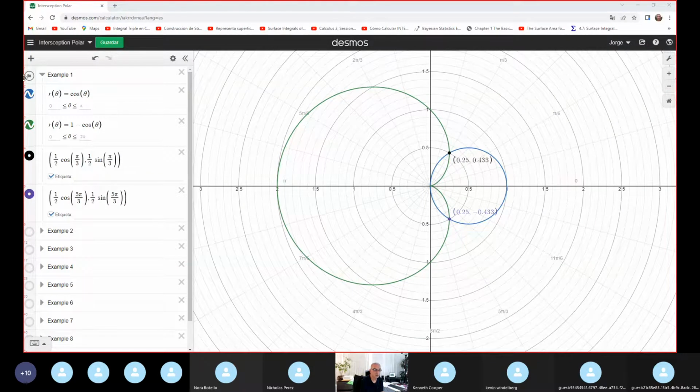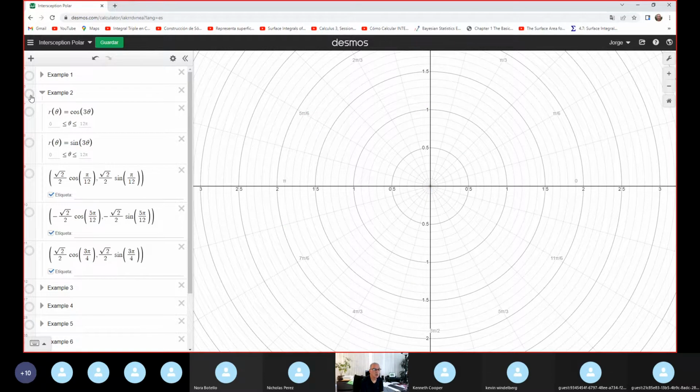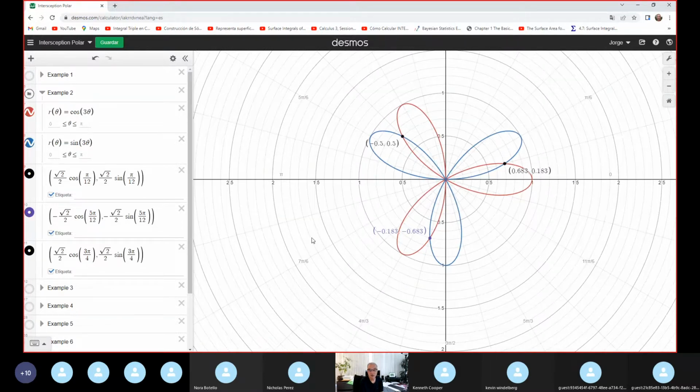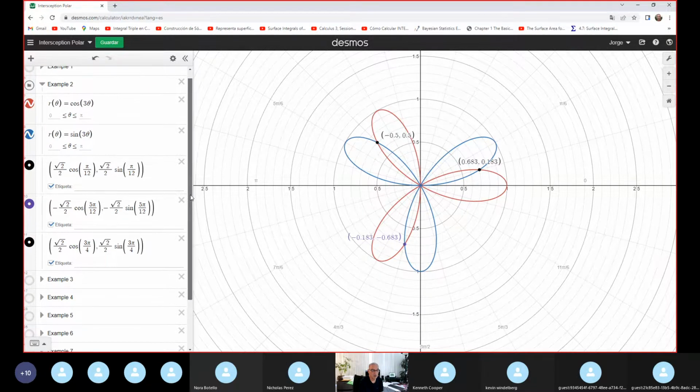Example 2, guys. Example 2 is this. Look at that. Boom. Do you see? Let me show you in detail. The red one is the cosine. The blue rose is the sine. It's a similar 3-petal rose, but rotated a little bit. And these are the famous points. We found them, and of course you put them in decimals. And decimals are mandatory for x, y, guys.